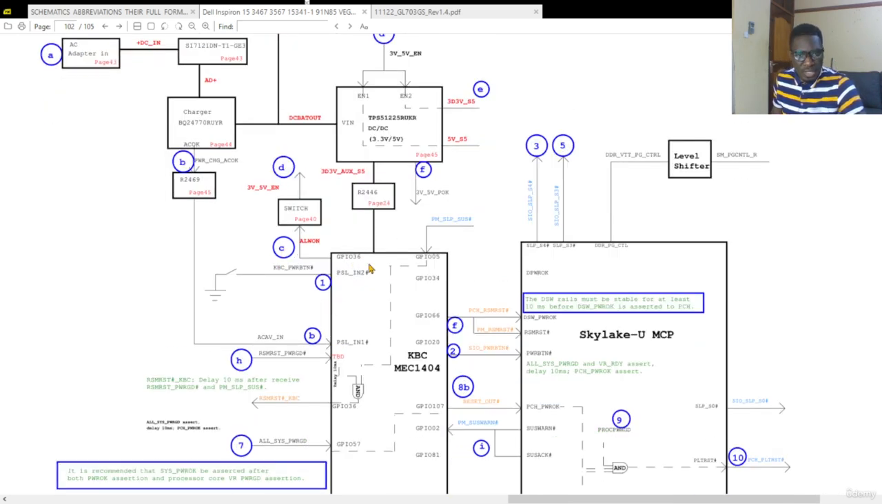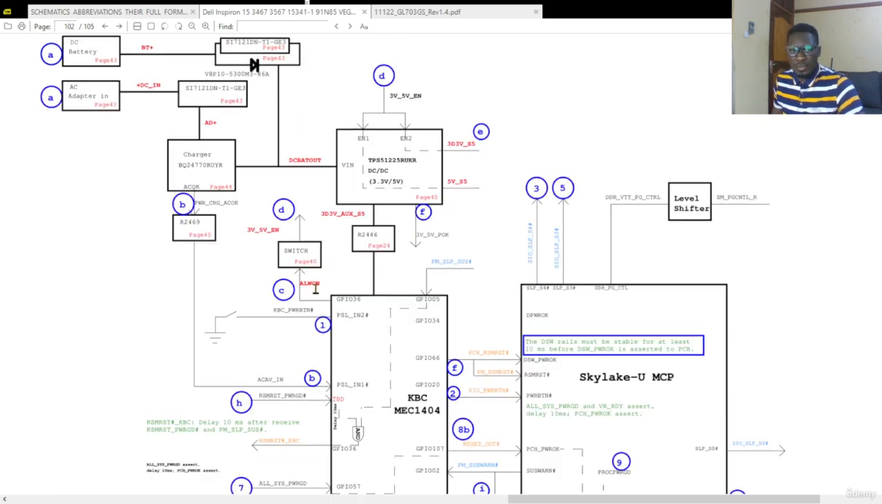Here on C they show that the EC now gives out a signal that turns on the rails. After the EC has seen that the charger is in, it gives out what we call always on, which is the signal that is going to enable 3.3 and 5 volts. You can see here that from C we have D, and this D goes out of here and comes to this chip. When it comes here, you can see it has enable 1 and enable 2, which give out 3.3 volts S5 and 5 volts S5.